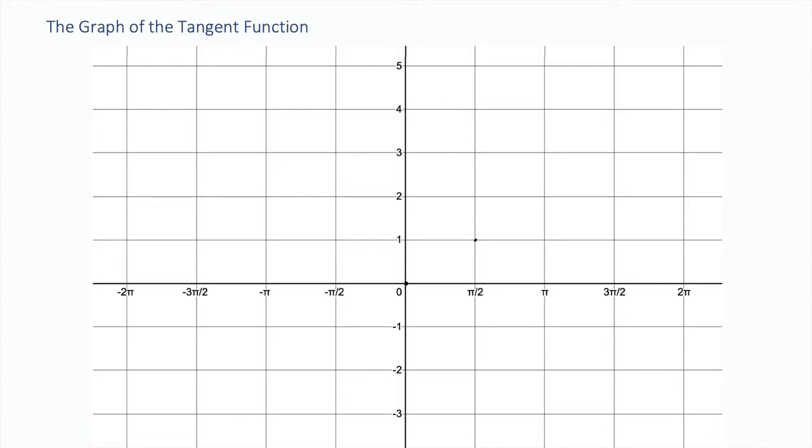To graph the tangent function, we're going to use the definition of tangent in terms of sine and cosine, since we already know the graphs of sine and cosine. Tangent is sine of x over cosine of x. So I'm going to sketch the graphs of both of these functions, sine of x and cosine of x.